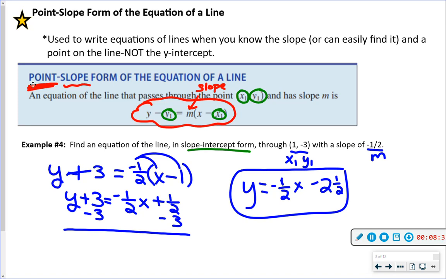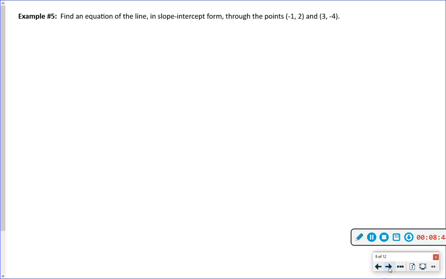Okay. So if they just give you a point, not the intercept, you have to start in point-slope form. And as always, read the directions closely so you know what style your final answer should be in. If they said point-slope, we would be done in one line. It wouldn't have been a big deal. All right, find the equation of the line in slope-intercept form through those points.